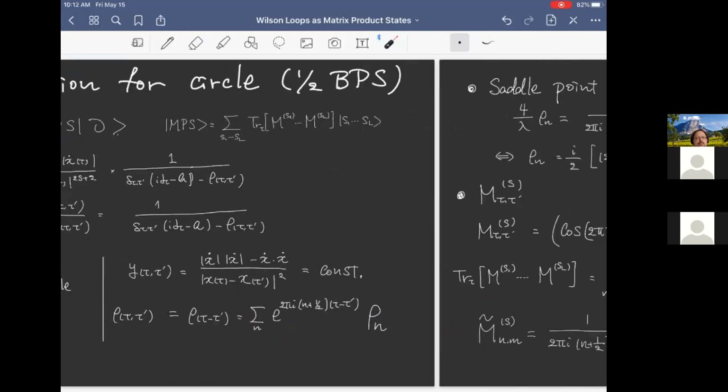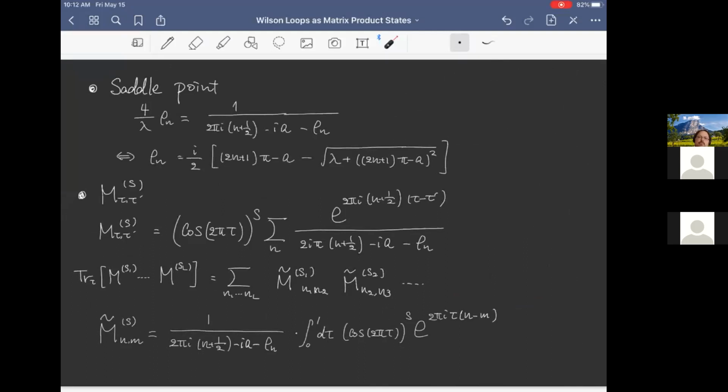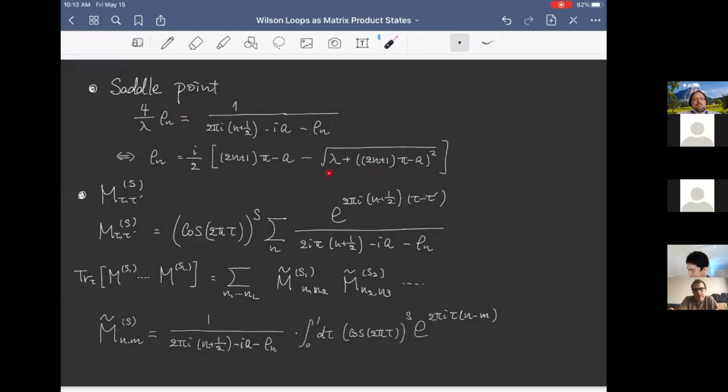So now, using this Fourier mode expansion, you can write the saddle point equation in this way. Everything can be decomposed into Fourier modes, and you can actually solve this equation. The exact solution is given by this expression. And I should emphasize that this square root plays a very important role.